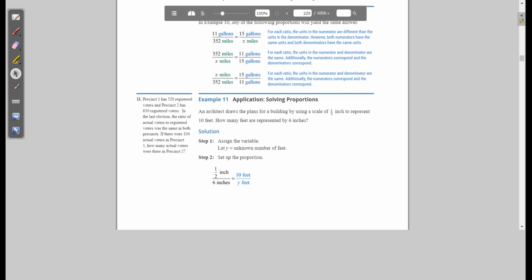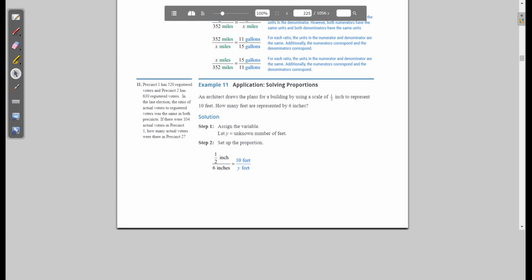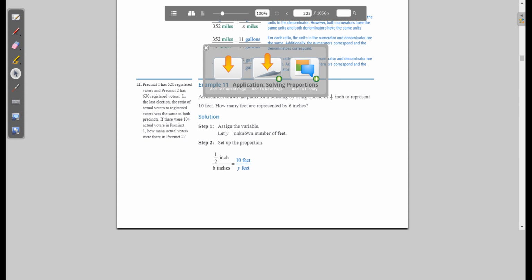Right. And then lastly, we have an architect here. An architect draws the plans for a building by using a scale of half inch to represent 10 feet. How many feet are represented by 6 inches? Okay, so how do we set up this particular ratio? So he has a scale of half inch to represent 10 feet.